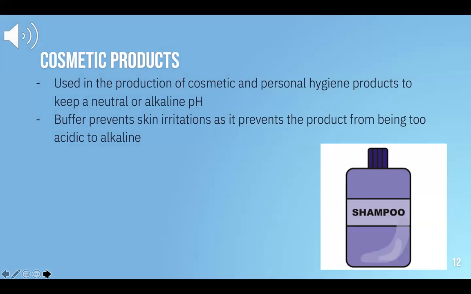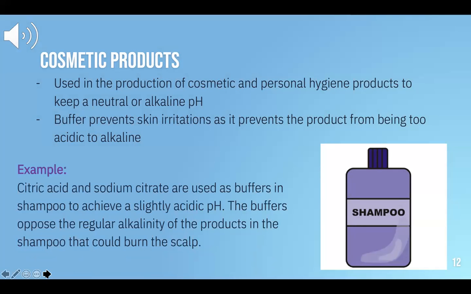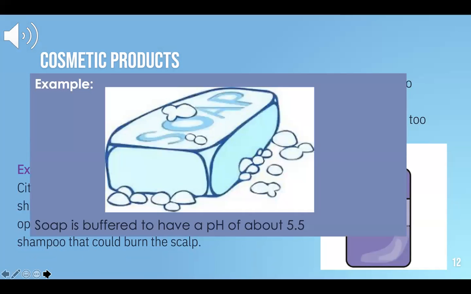Okay, let's talk more specifically about cosmetic products. Buffers are used in the production of cosmetic and personal hygiene products to keep a natural or alkaline pH. Buffers prevent skin irritation as they stop the product from being too acidic or alkaline. If we look at shampoos, a buffer of citric acid or sodium citrate is used to achieve a slightly acidic pH. The buffer opposes the regular alkalinity of the products in the shampoo that could burn the scalp. Another example is soap, which has a high pH, so is buffered to have a pH of about 5.5.